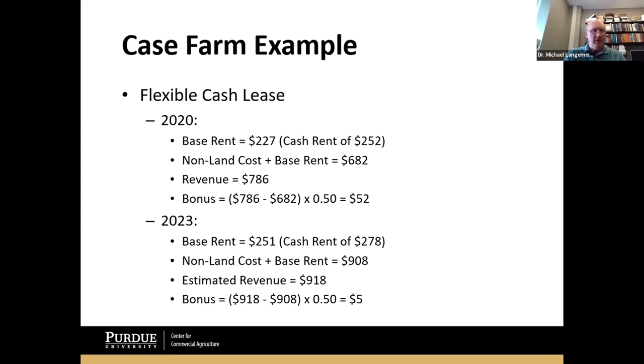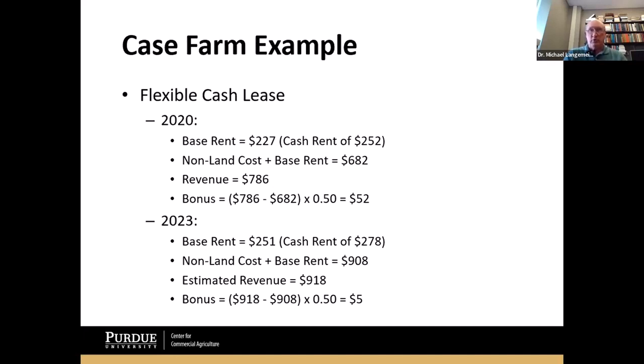The 2023, this is my projection. It could turn out to be no bonus in a heartbeat here because price seems to be fluctuating around and we don't know what the yields are going to be yet. So the base rent here is 251. Our cash rent was 278 for this case farm in northwest Indiana, right by Tippecanoe, where Purdue is located. That's for average productivity land. Our high productivity would be well over 300. With a base rent of 251, 90% of the cash rent, the non-land cost and base rent is substantially higher. Again, this is an average of corn and soybeans, so $908 in this case.